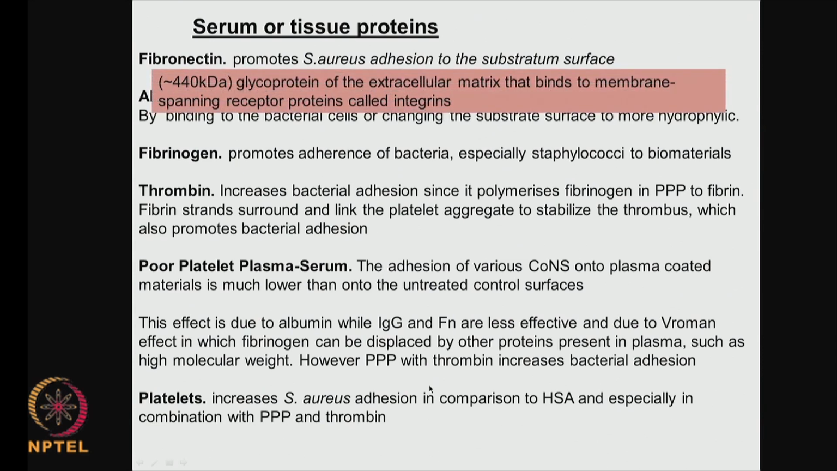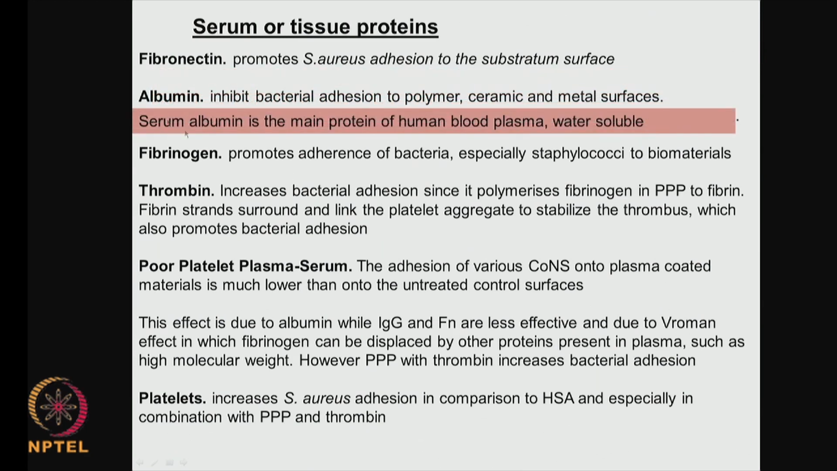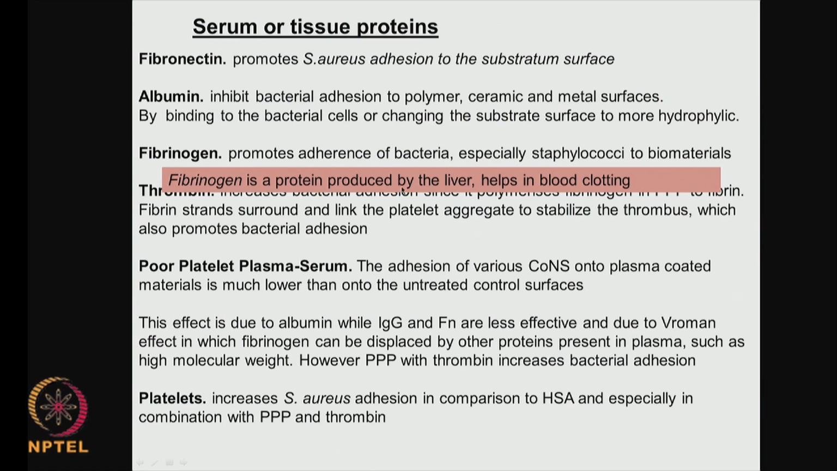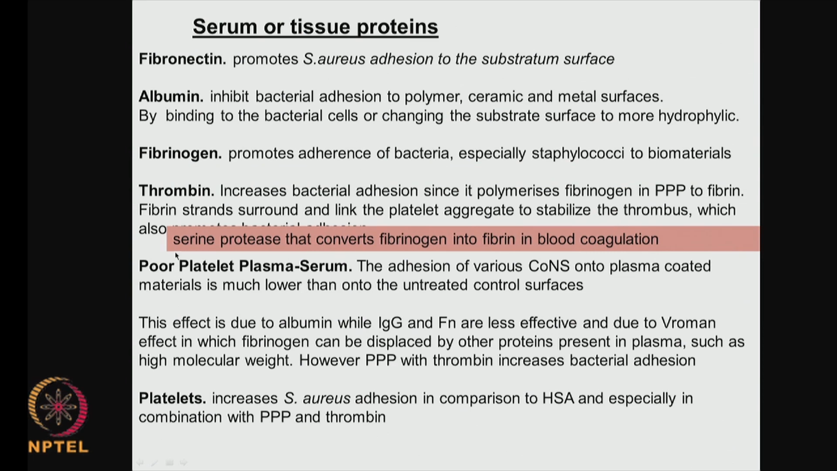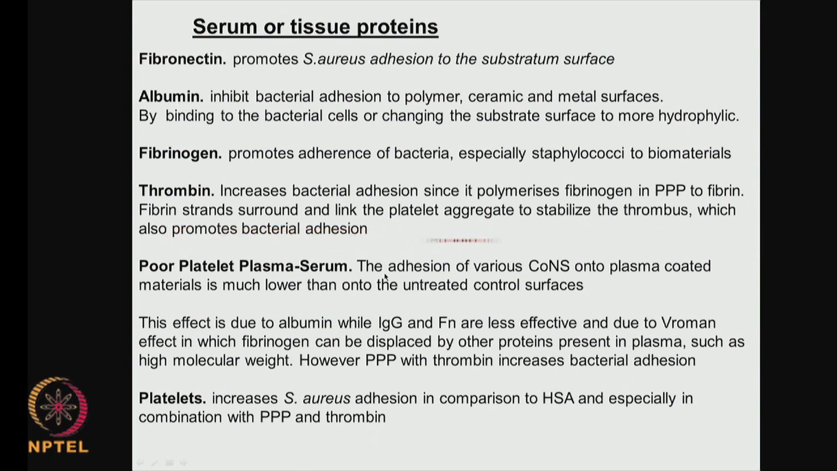Now, you may ask, what is this fibronectin? It is a 440 kilodalton glycoprotein of the extracellular matrix that binds to membrane-spanning receptor proteins called integrins. Similarly, serum albumin is the main protein of human blood plasma and it is water soluble. What is fibrinogen? It is a protein produced by the liver and it helps in blood clotting. Thrombin is a serum protease that converts fibrinogen into fibrin in blood clot coagulation.